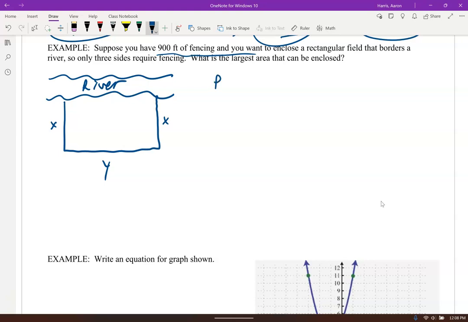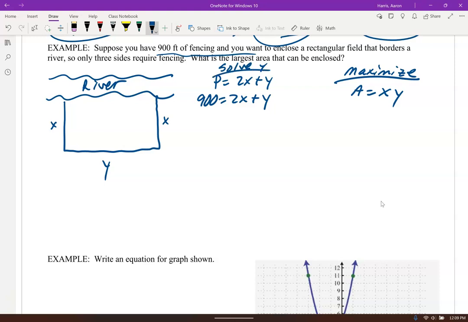So what's our perimeter? Well, our perimeter is X plus X plus Y, so 2X plus Y, and our perimeter is 900 feet. So far, this is what we do know, that 900 equals 2X plus Y. And then what we're trying to maximize is the area of this. Well, the area is length times width, so X times Y. We're trying to maximize that. So I'm going to solve for Y here. So subtract 2X from both sides. So I got negative 2X plus 900, or 900 minus 2X.